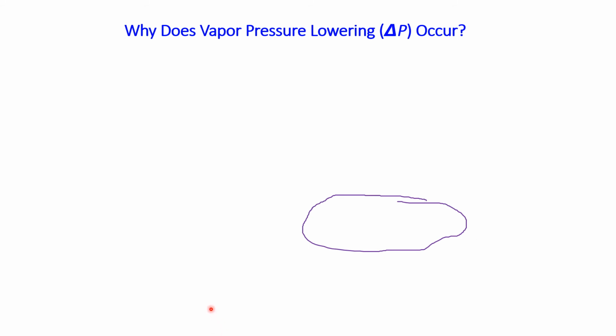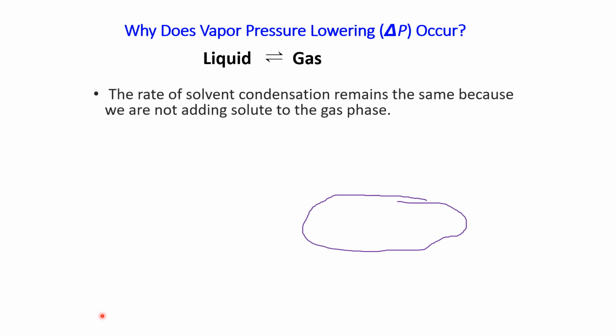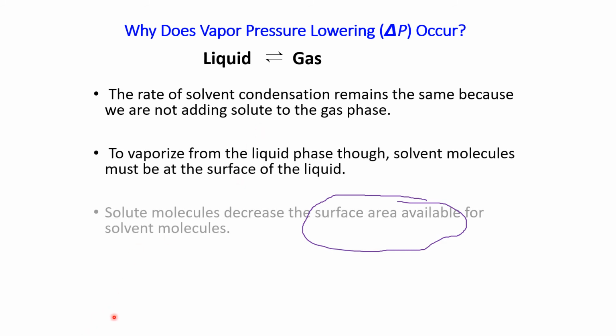So why does that vapor pressure lowering occur? We've got this equilibrium set up between our liquid and our gas. We know that the molecules are going back and forth both ways. So what we're saying in equilibrium is that the rate of condensation, gas to liquid, remains the same because there's nothing bothering the gas phase. Let's see if we can get the images here.